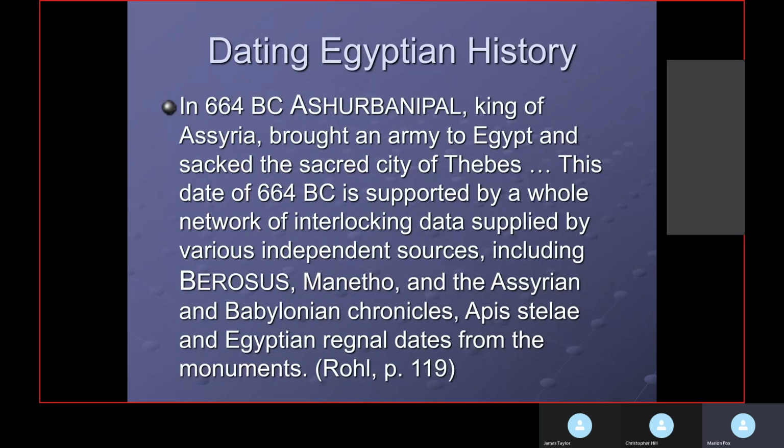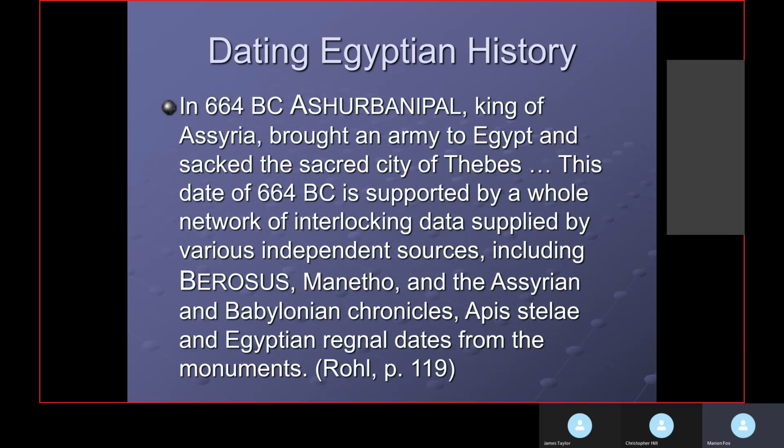Rohl, this is a book that I purchased several years ago. It's fairly expensive, but I bought it. It's been useful. "In 664 BC, Ashurbanipal, king of Assyria, brought an army to Egypt and sacked the sacred city of Thebes. This date of 664 BC is supported by a whole network of interlocking data supplied by various independent sources, including Berosus, Manetho, and the Assyrian and Babylonian chronicles, Aramaic papyri, and Egyptian regnal dates from the monuments." So there's a bunch of sources that date it, and they all come out with about the same date. This is about 664 BC.